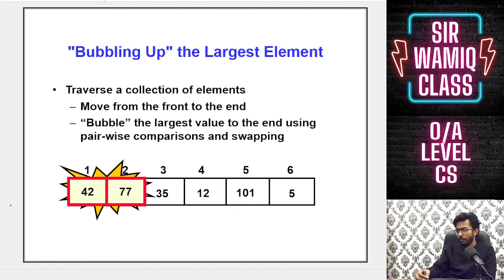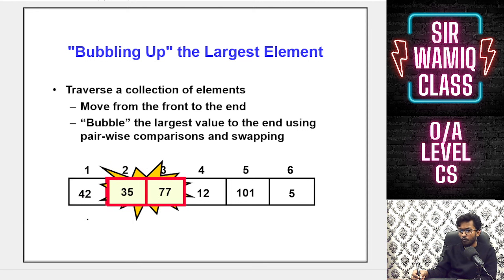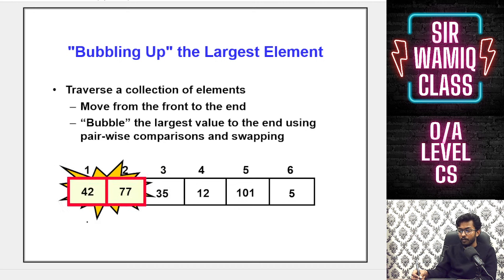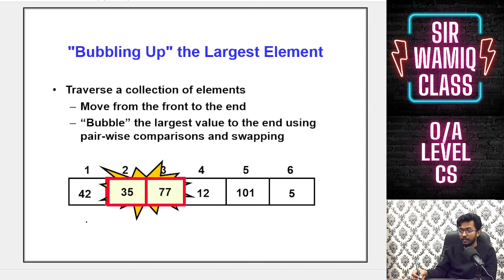Like for example, right here you can see that this is a list ranging from element 1 till 6, and I have 42, 77, 35, 12, 101 and 5. That 5 has to be in element 1. So starting from the first element, 42, 77 and 35, are they at the correct position? 42 is at its correct position. However, 35 and 77 have to be swapped. So that's the first swap.